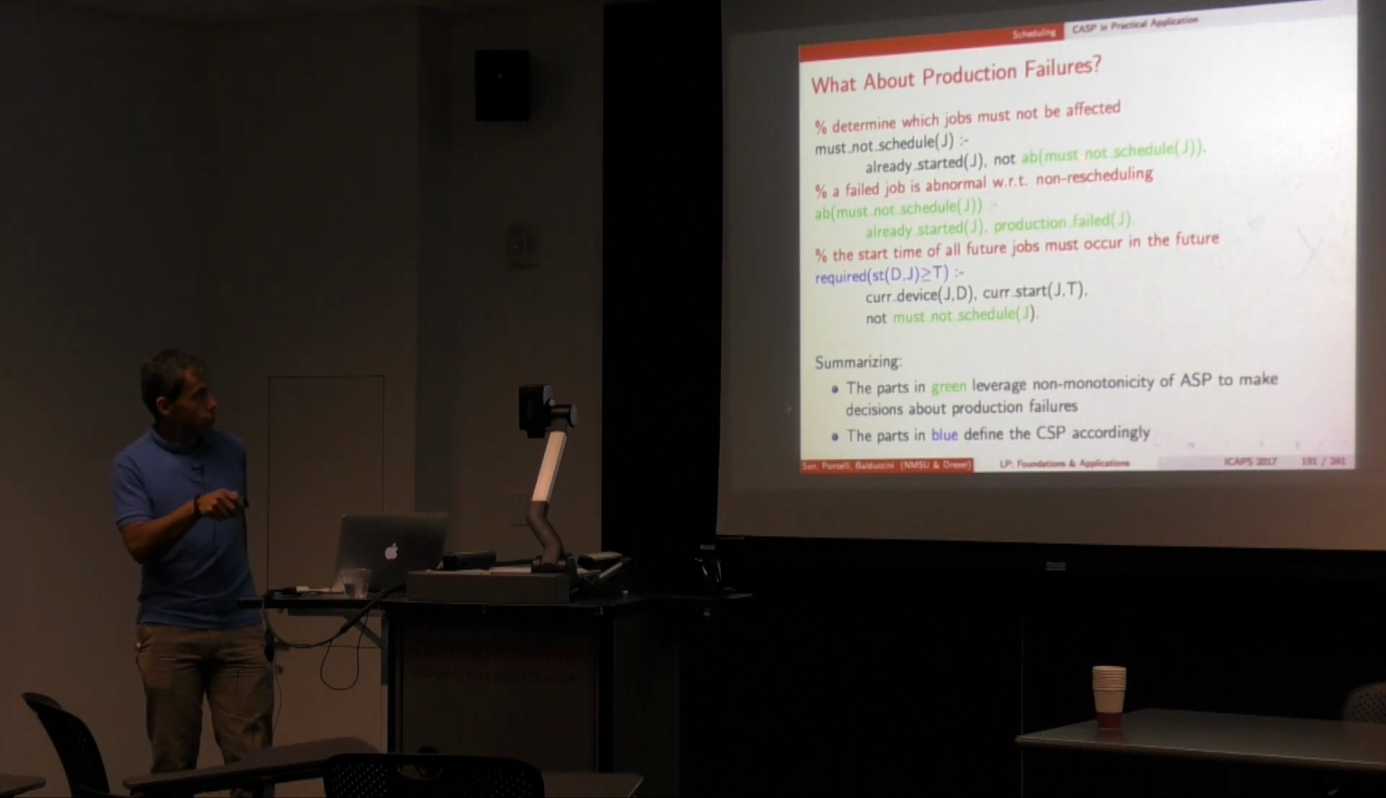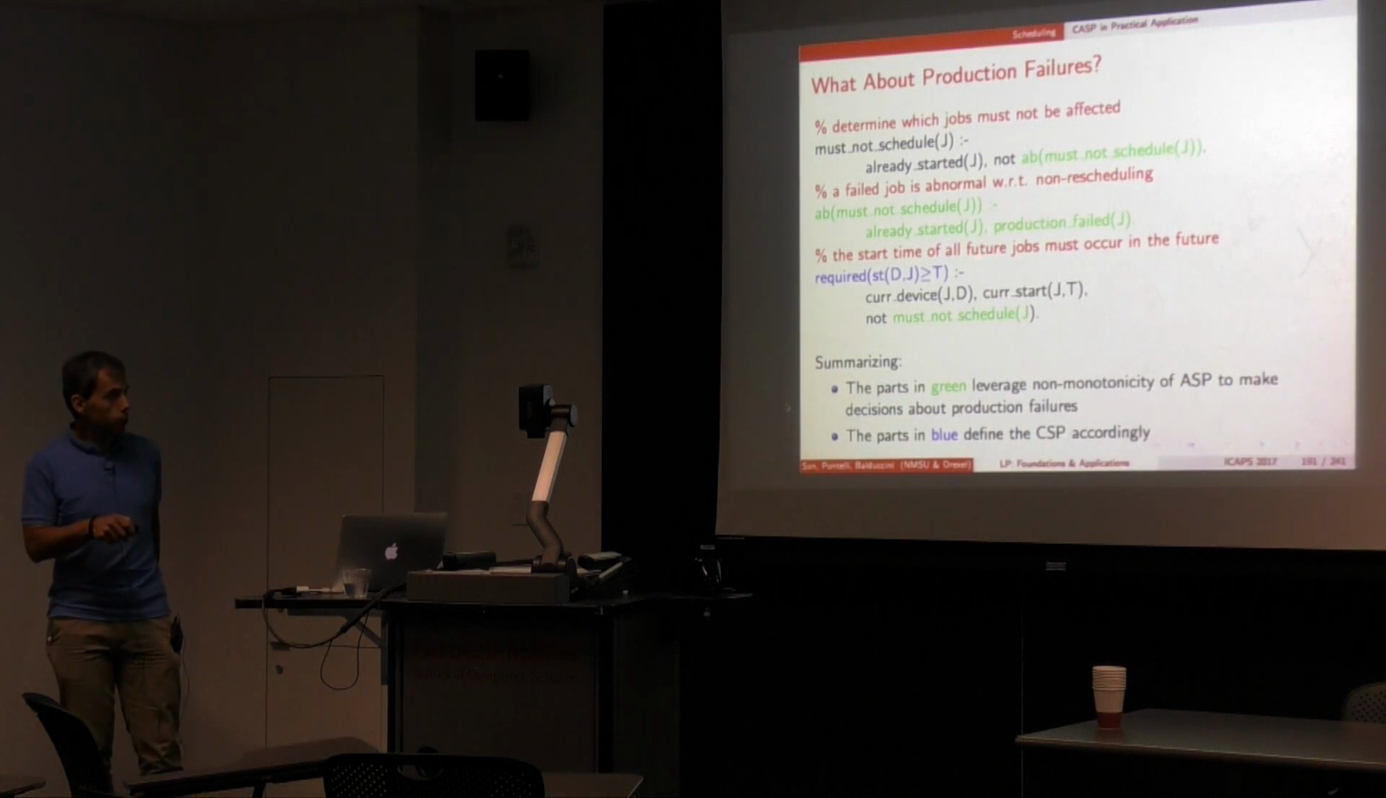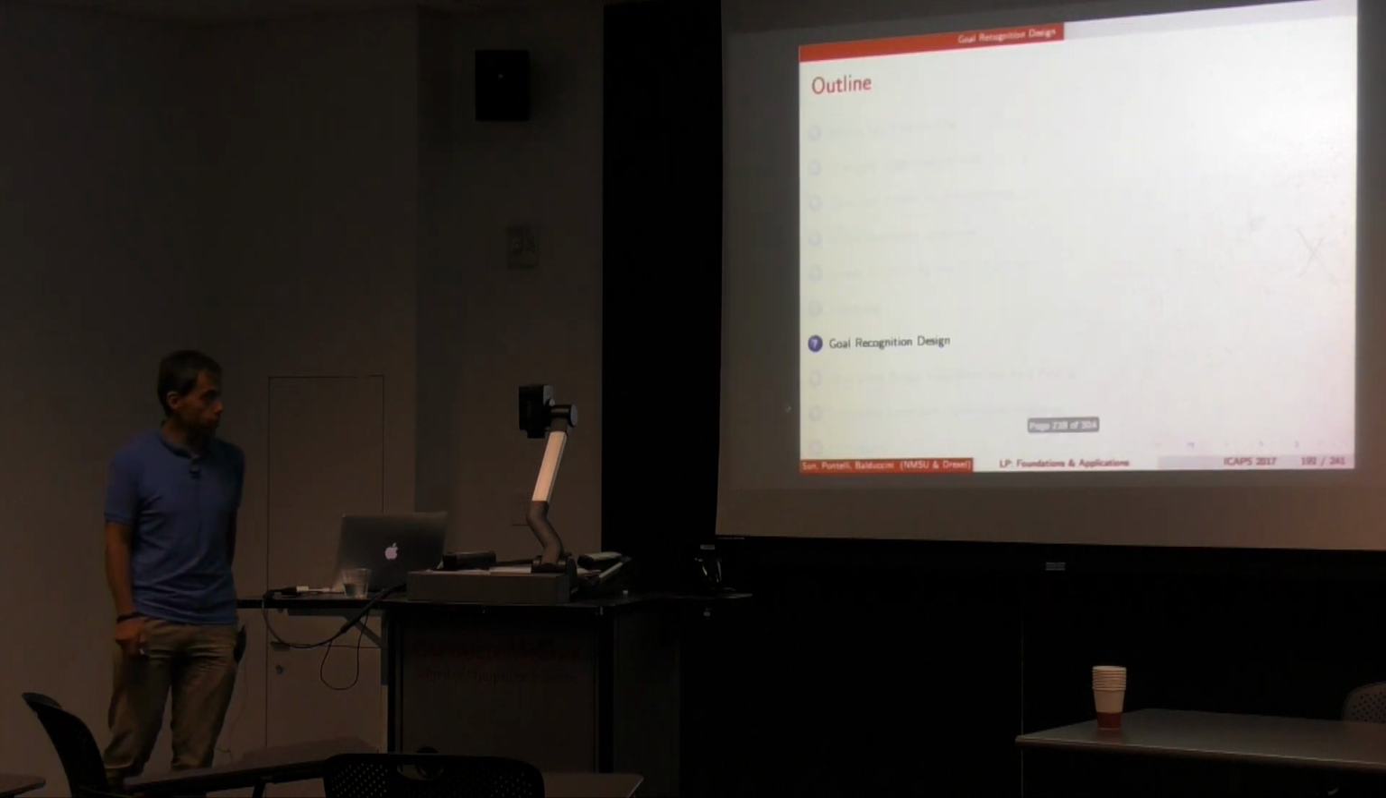So this summarizes the encoding. In green, you have the aspects of the encoding that leverage ASP's non-monotonicity. In blue, you have the constraint satisfaction parts. And of course, there are a lot more rules than this.